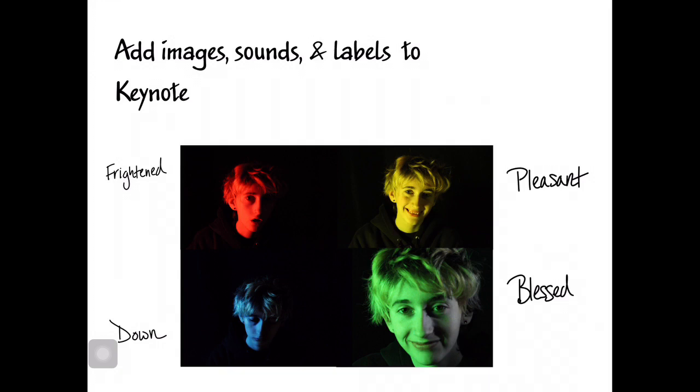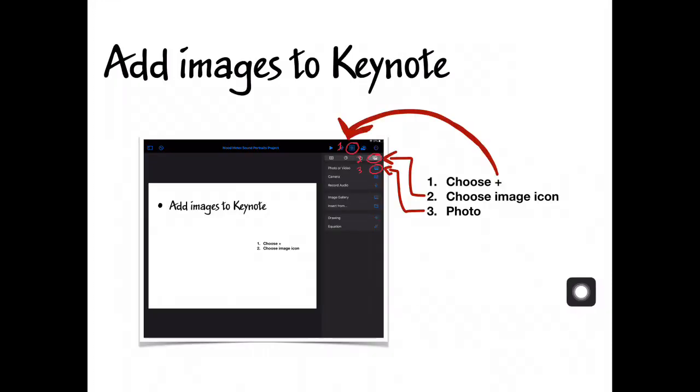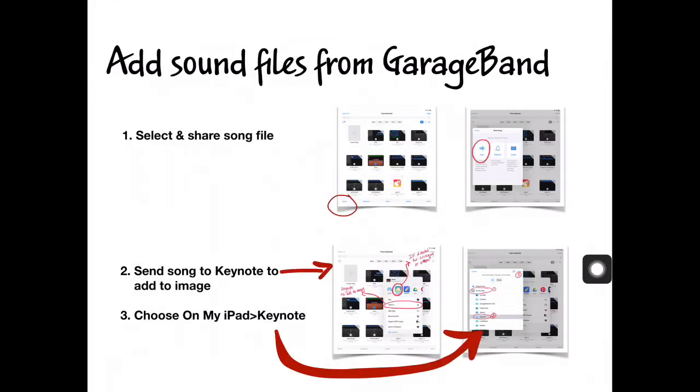Add your images, sounds, and labels to Keynote, and be sure to label what each word is and add in the sound bites. Add your images to Keynote. On these next slides, you'll get directions step by step for how to add them into Keynote. So to add an image, we hit the plus sign, we choose the image icon, and then we choose the photo that we want.